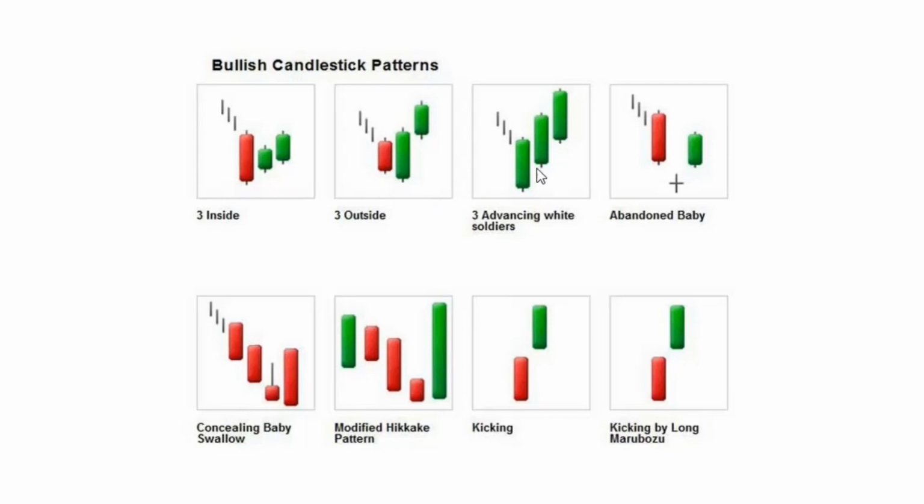All right. So three advancing white soldiers. See, just ignore those names. Coming down, market has been falling. So these lines indicate the market has been falling. It is coming down. And then you get these continuously three upside going candles. Now again, the context is important. If they are coming at a support level, it is a very bullish reversal sign. If it's just randomly popping up somewhere, they are useless.